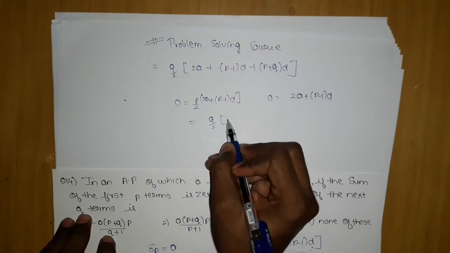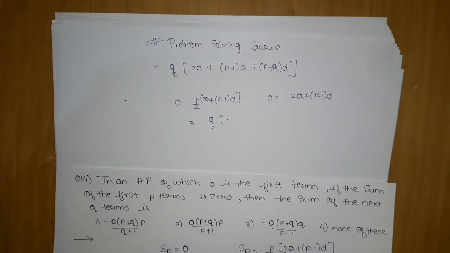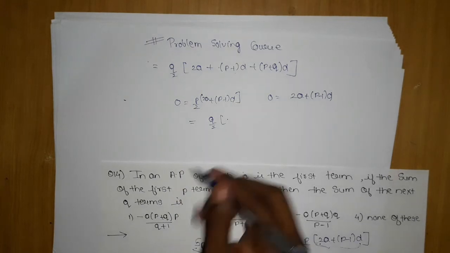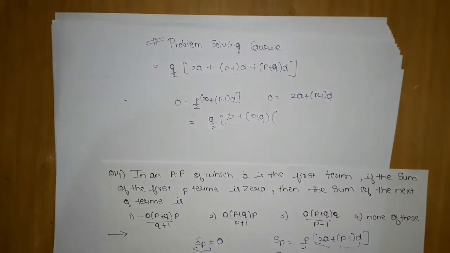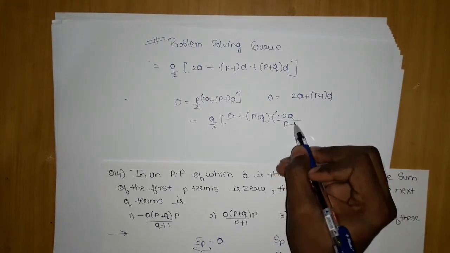Q by D is equal to what? For D you can use one trick. This thing will become 0, and we are left with P plus Q and the D value, which we already have. The D value is minus 2A upon P minus 1.